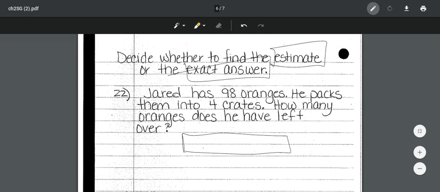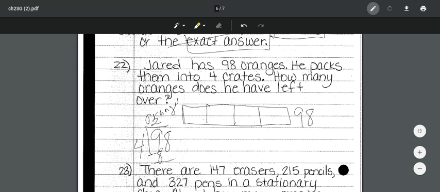So if we're looking at this being oranges, and we're saying there's 4 different crates. We know total there's 98. We're figuring out how many he has left. So we're going to actually take 98 and divide that by 4. 4 can go into 9 2 times. 4 times 2 is 8. And I have 1 left over. I bring my 8 down.